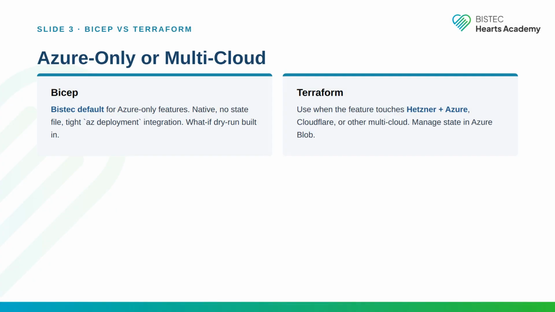Bicep versus Terraform. Bicep is the default for Azure-only features. Native, no state file to manage, tight integration with az deployment, what-if dry run built in. Terraform, use when the feature touches Hetzner plus Azure, Cloudflare, or any other multi-cloud surface. State file in Azure Blob.